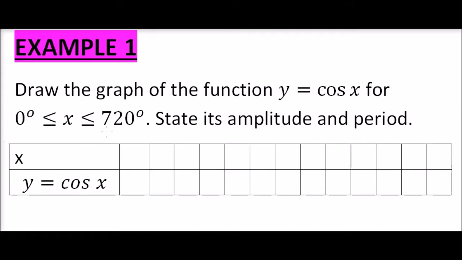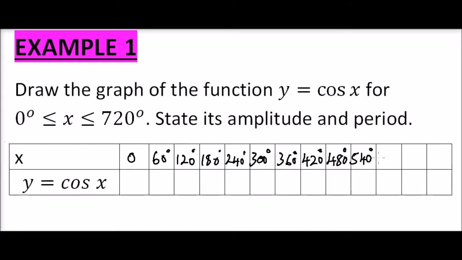So we'll use the range. Here we can start from 0. We go to 60 degrees, 120, 180, then 240, 300, 360, 420, then 480, 540, 600, and finally 660, and 720. So these are the angles for which we are going to get the cosine.